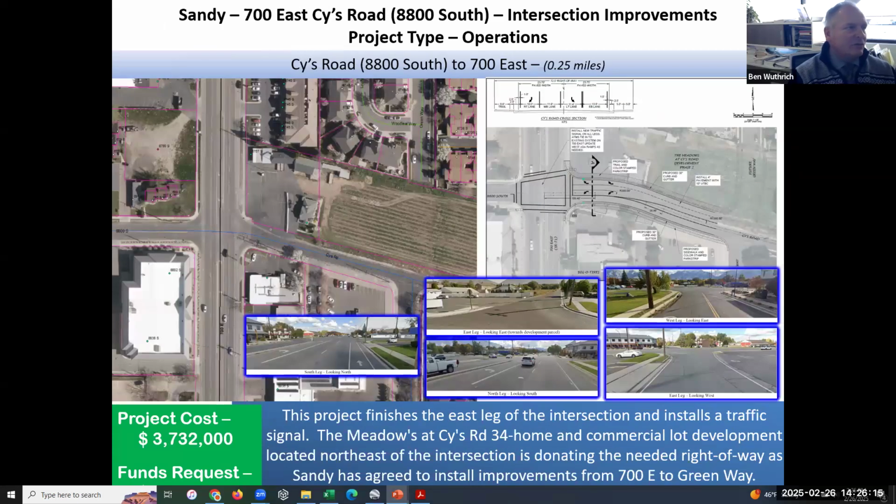Next project is also a request from Sandy City. This is on 7th East Size Road, which is about 8800 South. This particular project will finish the east leg of the intersection and install the signals. Project estimated cost is 3.7+ million, and the funding request is 3.1+ million.